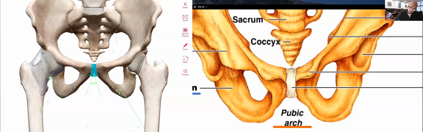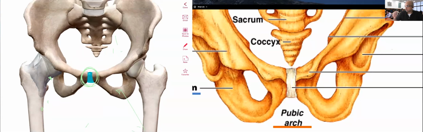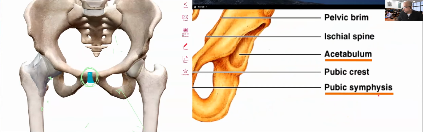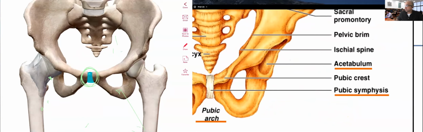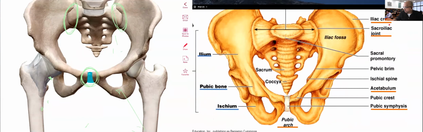All right, so again, what do we call this anterior joint that attaches the two coxal bones anteriorly? This is my pubic symphysis. Posteriorly, the two coxal bones are articulating with the sacrum, forming the sacral joint, and some textbooks like yours will say sacroiliac joint. Sacroiliac joints are the joints between the sacrum and the two coxal bones on the side.